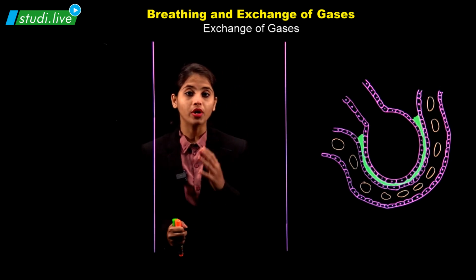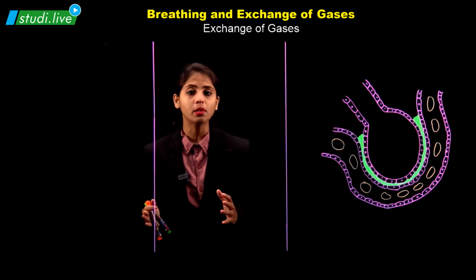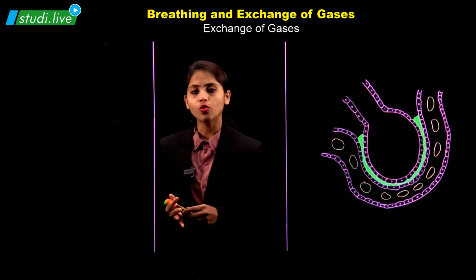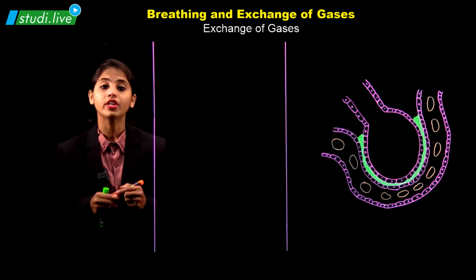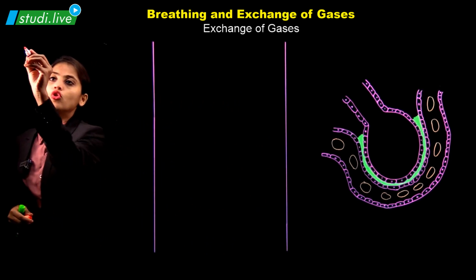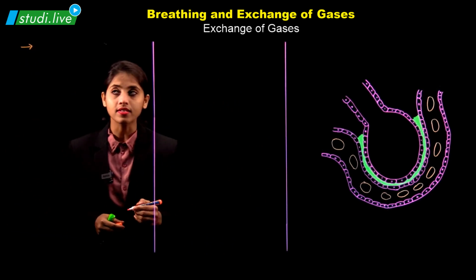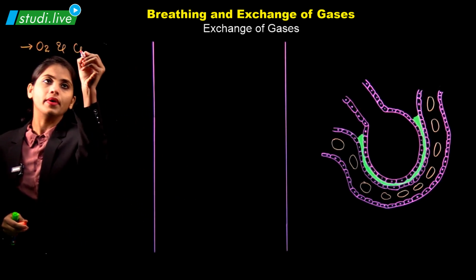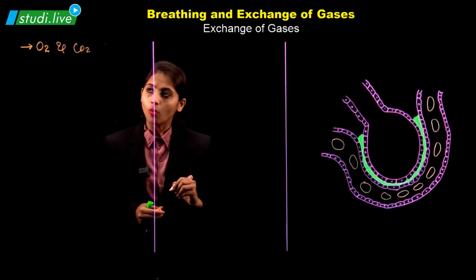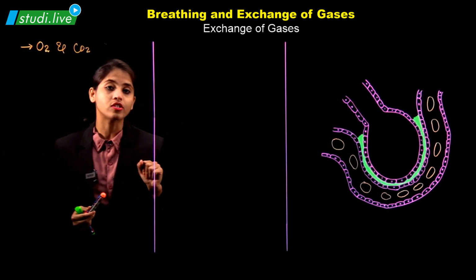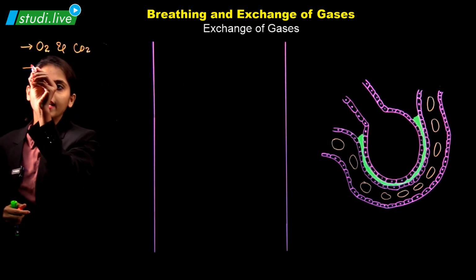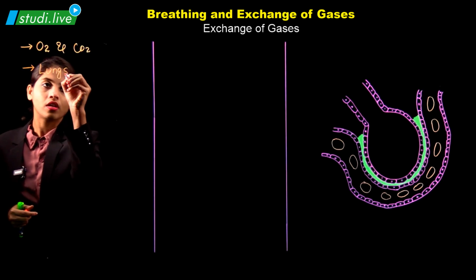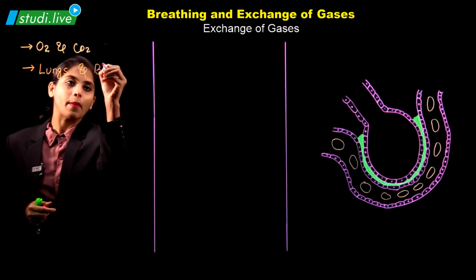Today in the chapter Breathing and Exchange of Gases, we'll be learning about the exact process of how the exchange of the gases takes place. Well students, when I'm talking about gases, which gases exactly am I talking about? I'm talking about the two important gases, namely oxygen and carbon dioxide. Where exactly does this exchange take place? This exchange takes place between the lungs and blood capillaries.